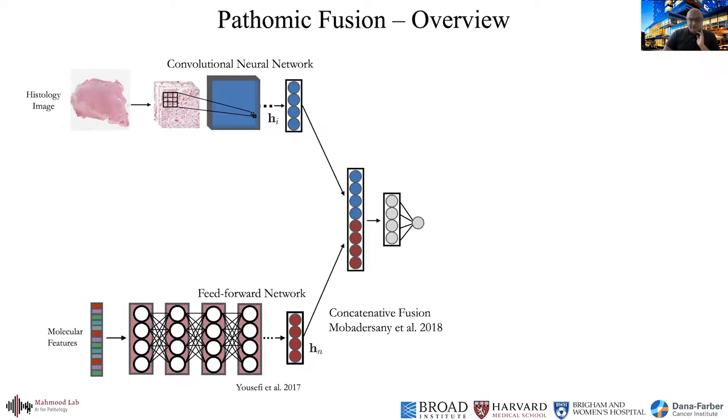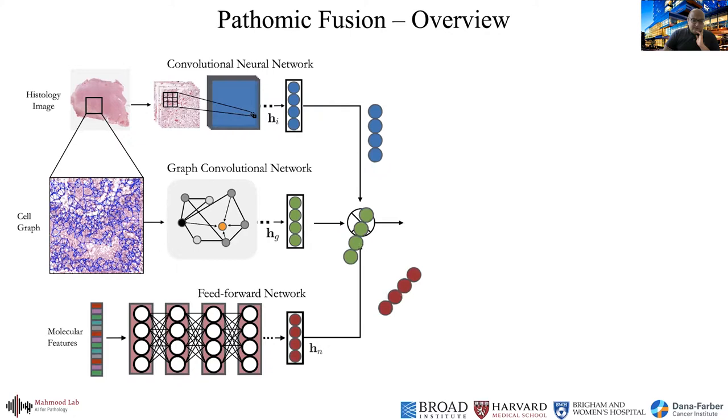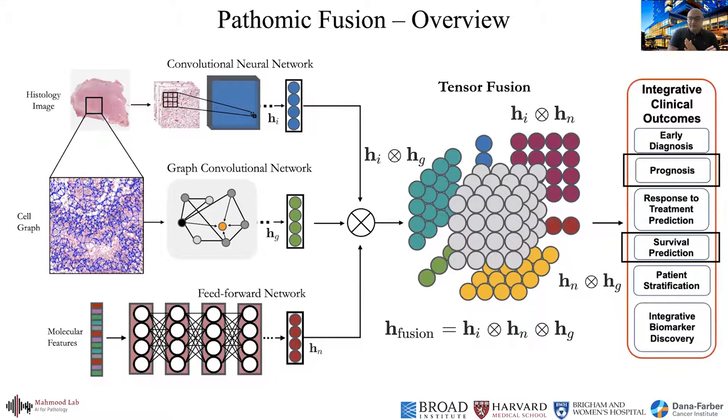A basic way of doing it is by concatenation. However, we found that was not really intuitive. Another way, where we combine both CNNs, GCNs, as well as feedforward networks on molecular features, is by using a Kronecker product. We take the Kronecker product of the feature vectors from all three of the networks, and then we have a fully connected layer, and we train everything end to end for prognosis as well as for outcome prediction.